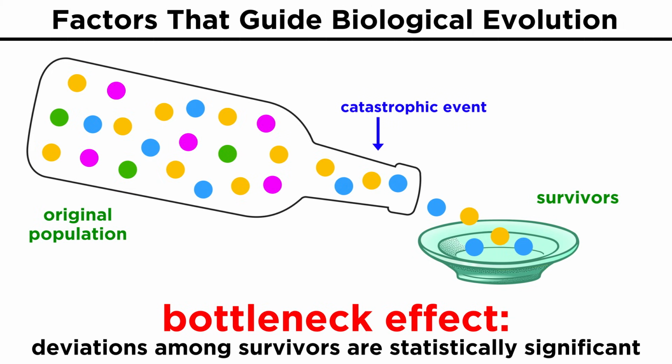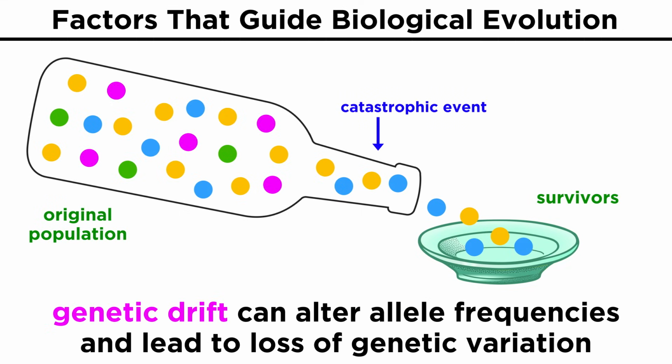Again, by chance, the frequency of certain alleles may change suddenly due to the random nature regarding the alleles of the survivors. So genetic drift is significant in small populations. It can lead to a random change in the frequency of certain alleles, and it can lead to substantial loss in genetic variation within a population.